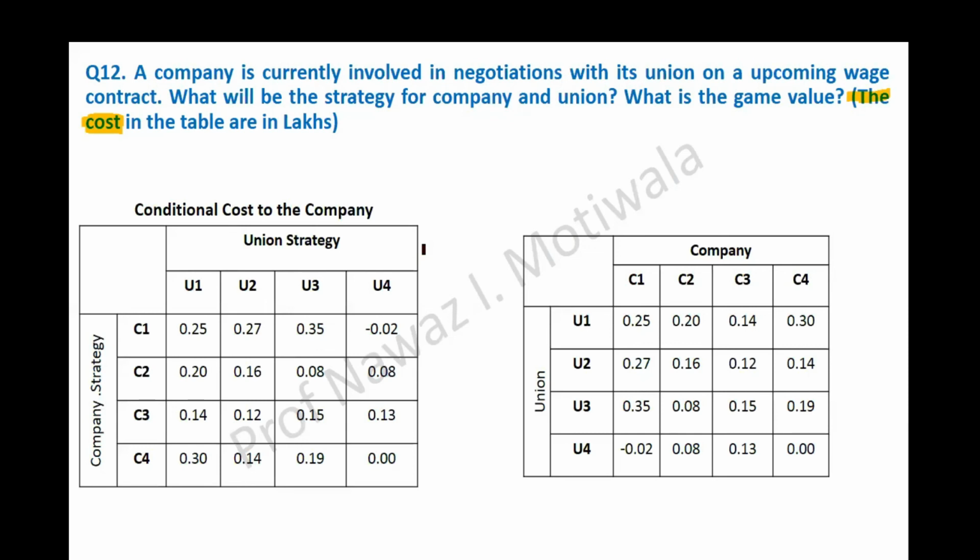And in this question, what we have learned new is that if the question mentions that the values given are costs to the players, then that player will always be player B. In simple terms, if cost is mentioned in the question, make that person player B by interchanging rows and columns.